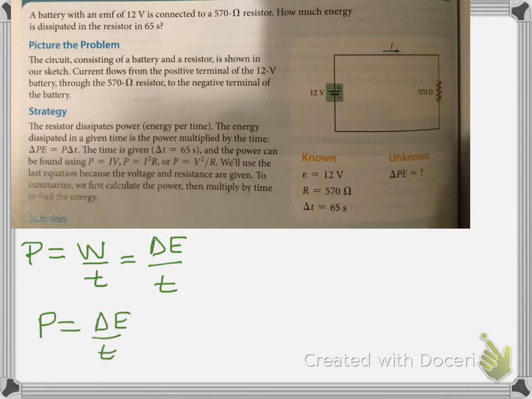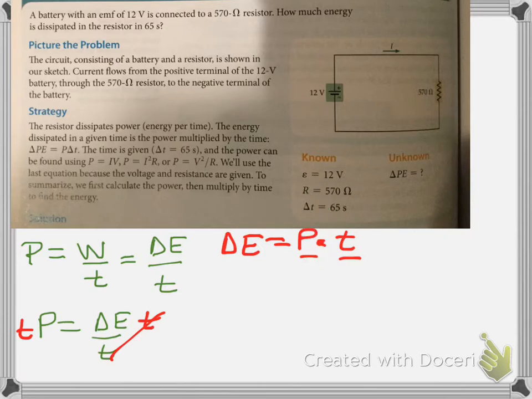And if I multiply both sides by t, then I will know that energy is equal to power times time. Well, I already know time. That was 65 seconds. I need a way to calculate power. Well, let's see. If I want to find power, I know V and I know R. Remember that this is interchangeable with V. So if I know V and R, and I want to know power.